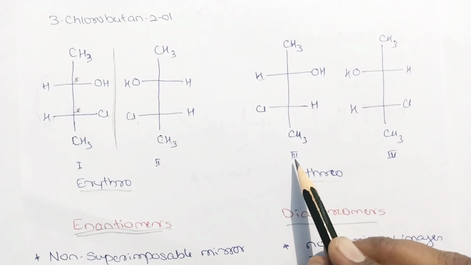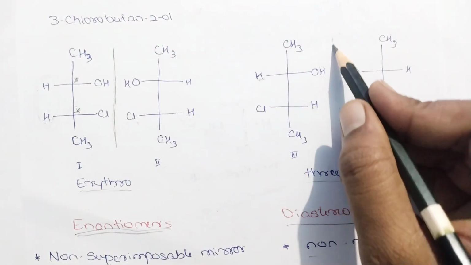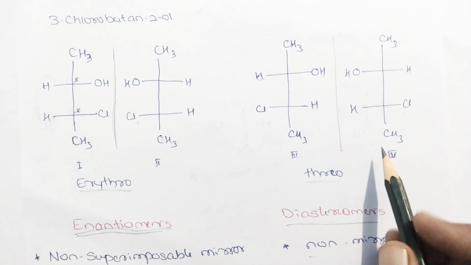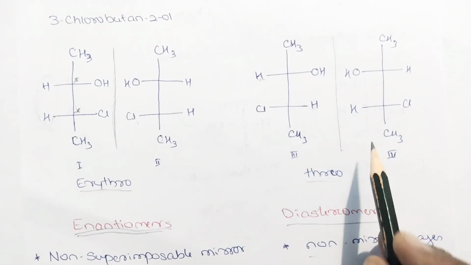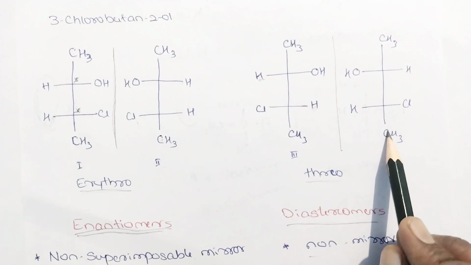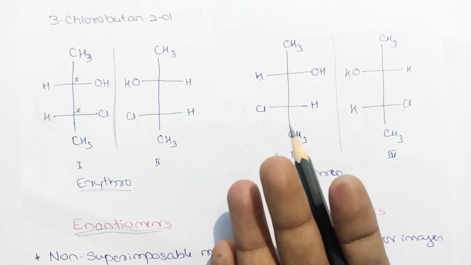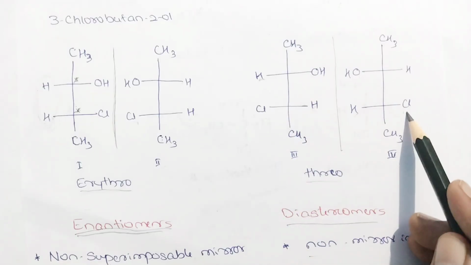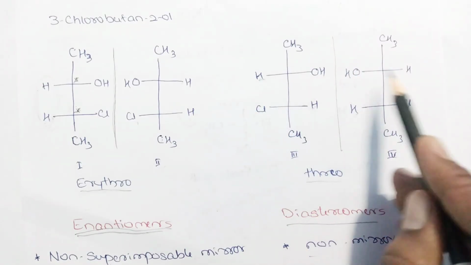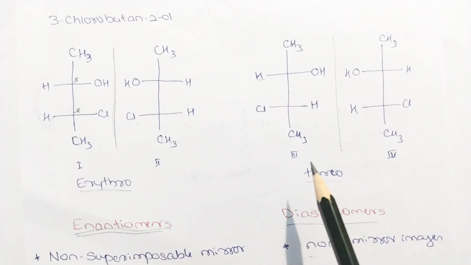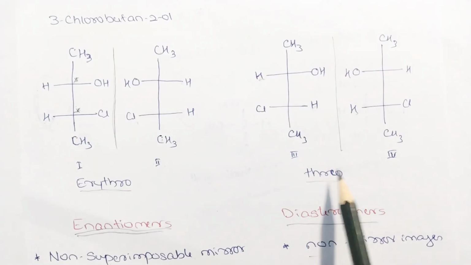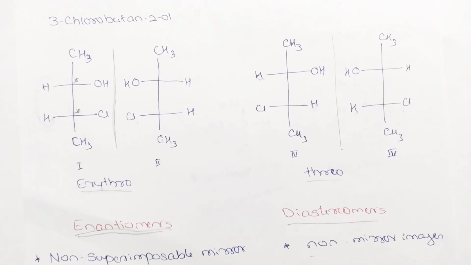You can see in the third and fourth. Here you can use a mirror. These two are mirror images because OH is here, Cl here. But when you take this and place it on this, H comes on Cl, Cl comes on H, OH comes on hydrogen, this H comes on OH. So these are also non-superimposable mirror images. Hence 3 and 4 are also enantiomers. These types of compounds which are non-superimposable mirror images are called enantiomers.